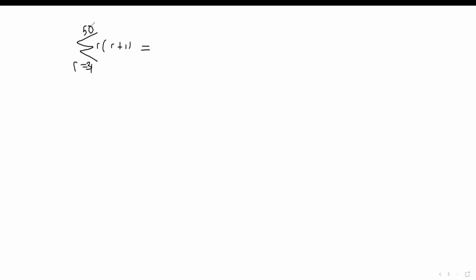So the sum from 31 to 50 must be equal to the sum from 1 to 50 of r times r plus 1, yeah? Then it is minus the sum from 1 to 30 of r times r plus 1. It has to make sense. Think about it.